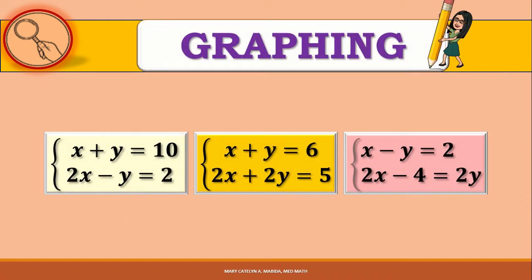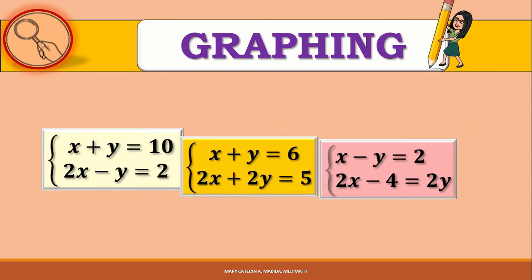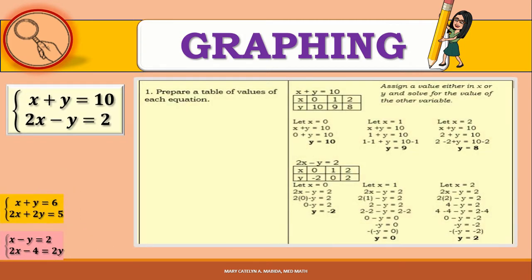Let us solve the following by graphing. Here are some examples for our comprehension. Example number 1, x plus y is equal to 10 and 2x minus y is equal to 2. Prepare a table of values of each equation. Assign a value either in x or y and solve for the value of the other variable. Here we have our table of values.